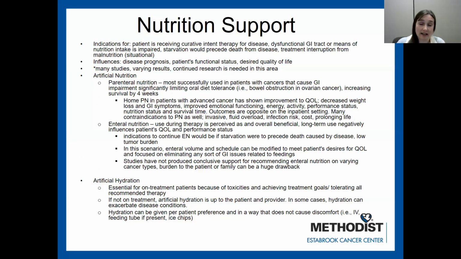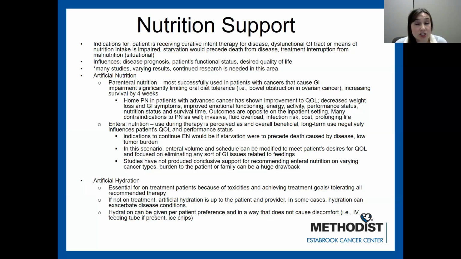So this is a long slide. I apologize. I'm going to just skim through it here and sum it up. So in the palliative care patient, indications for nutrition support: they're receiving curative intent therapy for their disease, meaning they're getting treatment. The idea is that it's going to cure the cancer and they're going to be able to recover and go on with their life.